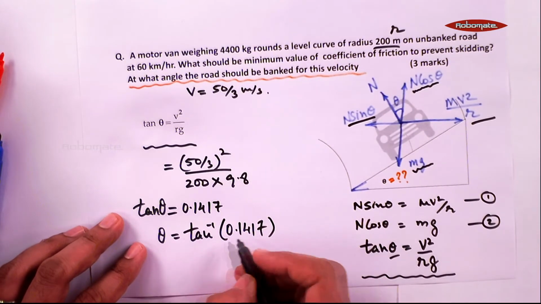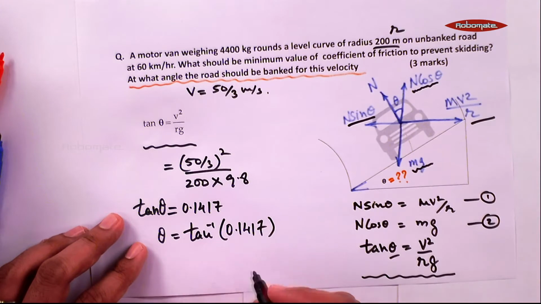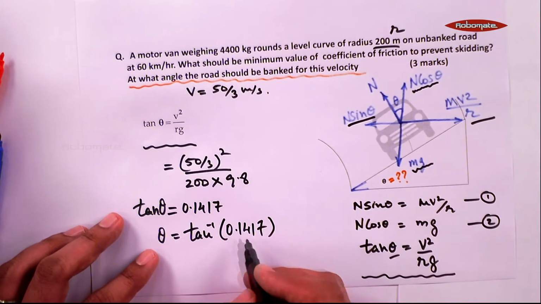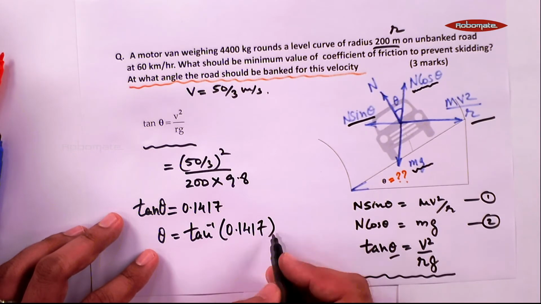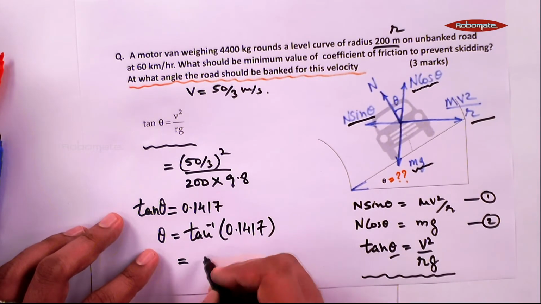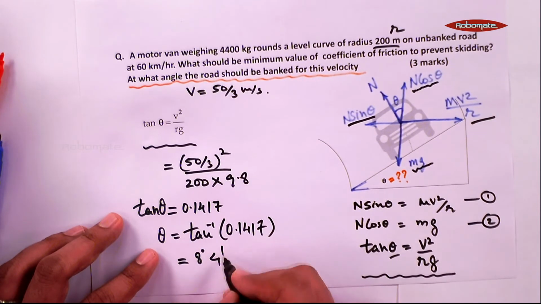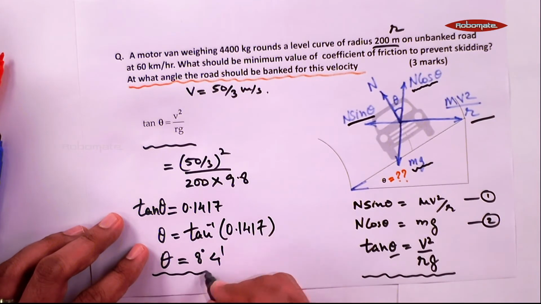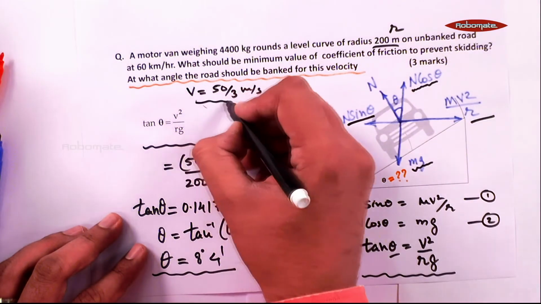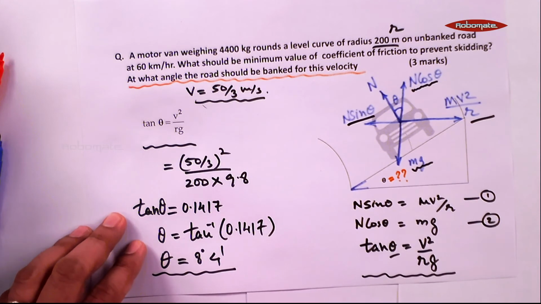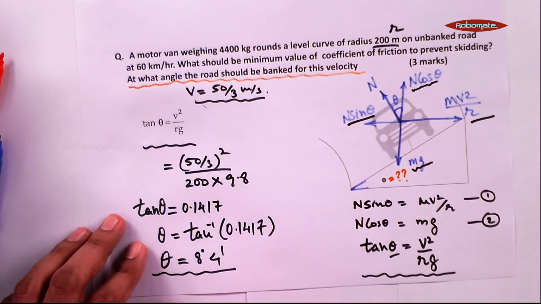0.1417, and then in the tangent table, looking at the tan inverse part, you have to look for what angle, degree and minutes corresponds to 0.1417. Finally, looking into the tangent table, we get the answer as 8 degree and 4 minutes. So this is the angle of banking for this particular velocity, for the vehicle to safely travel. And this is the second part of the sum. I hope you are clear.